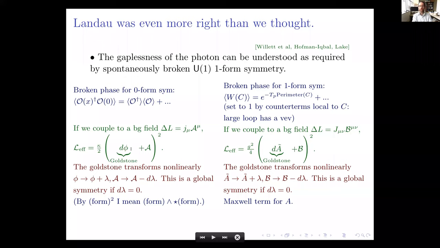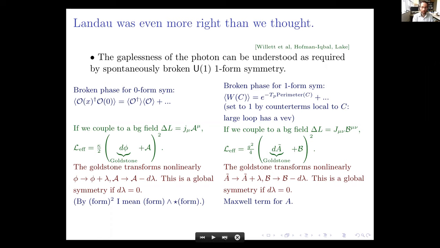Analogous reasoning says that in the case of a one-form symmetry, the spontaneous breaking of the symmetry generates a B squared term, and then gauge invariance requires there to be this Maxwell term for this one-form field. The presence of the Maxwell term and the absence of other couplings for this A twiddle are a consequence of this spontaneous breaking of the one-form symmetry. So that's nice in the sense that we can incorporate one more phase into the Landau paradigm.